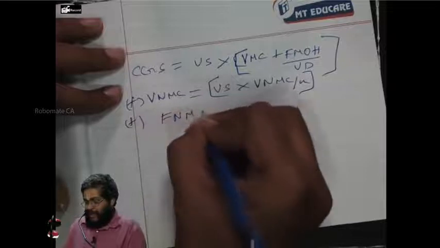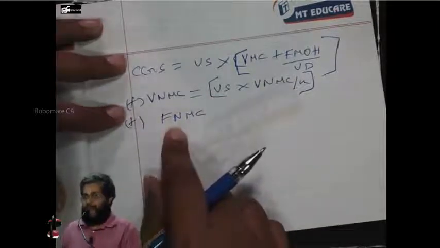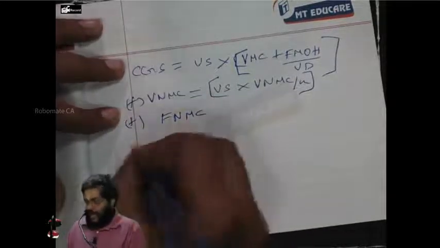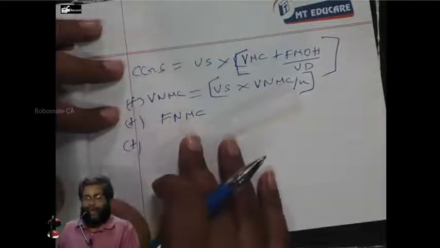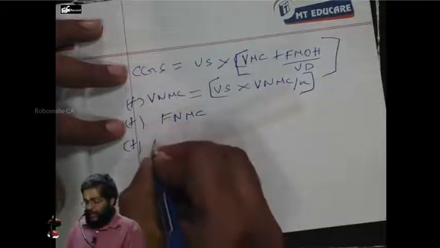Fixed non-manufacturing cost. That is what? Fixed non-manufacturing cost. Yes or no? Plus, under absorption should be added. Over absorption should be what? Subtracted. Tell me what is under or over absorption?